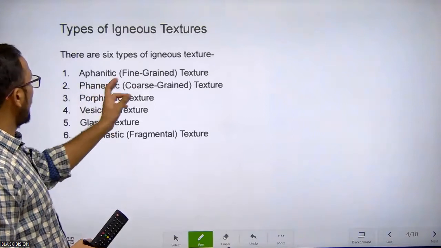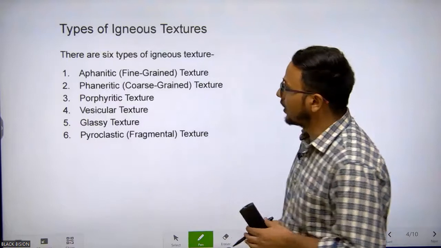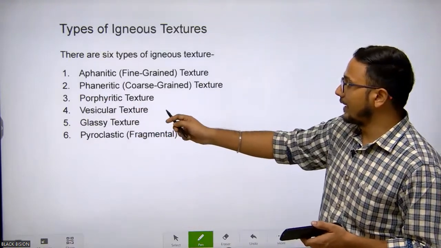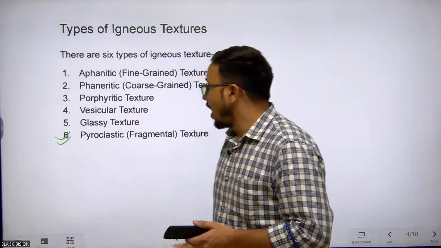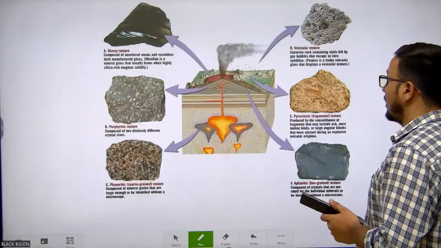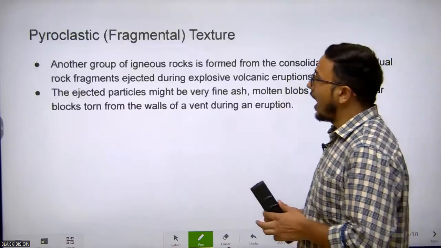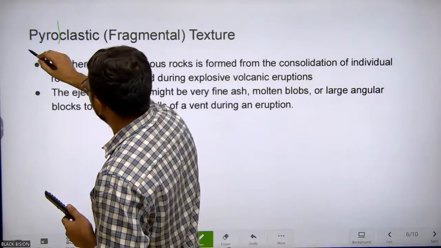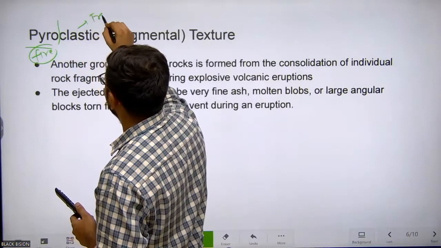Now, in this session, we will cover the types of igneous textures. We have already covered the aphanitic, phaneritic, porphyritic, vesicular, and glassy textures. In this session, we will cover pyroclastic, meaning fragmental texture. So what is pyroclastic texture? If you break this term, pyro means fire and clastic means fragments.